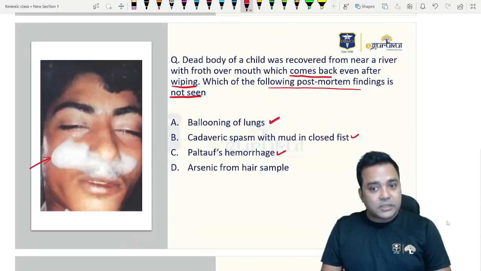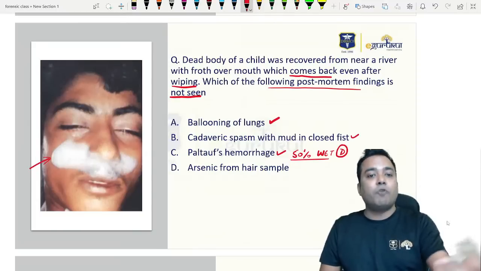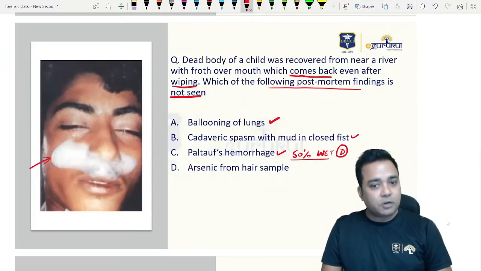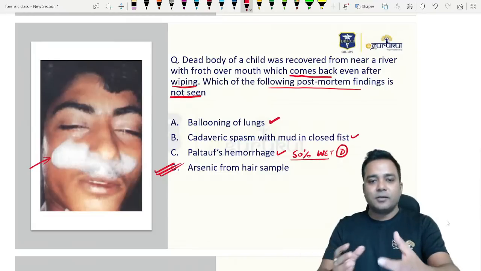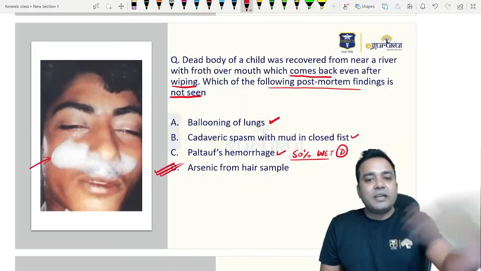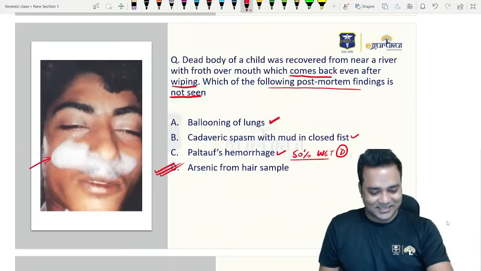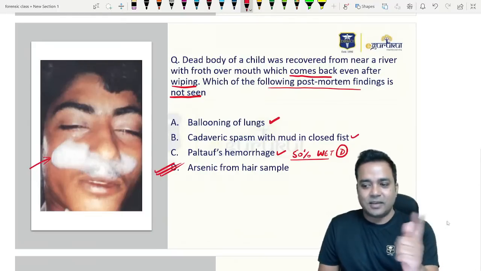Can Paltauf hemorrhage be seen? Yes, we have covered in our classes that 50% of wet drowning cases can present with subpleural hemorrhages in lungs, mainly involving the lower lobes, called Paltauf hemorrhage. So we know all this, and yes, by exclusion the answer becomes arsenic from hair sample, which is anyway not related to this case. Even a layman will solve this question, isn't it? Correct?